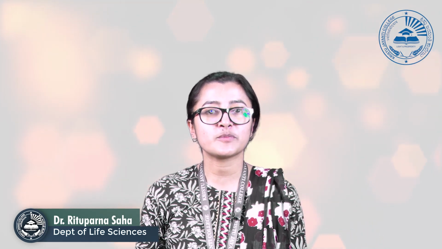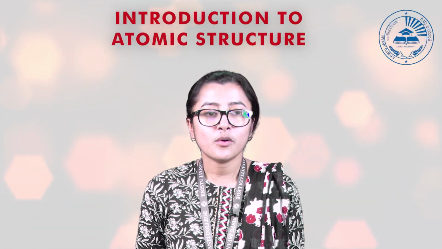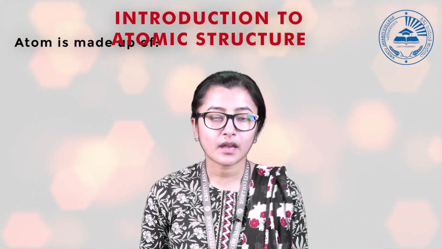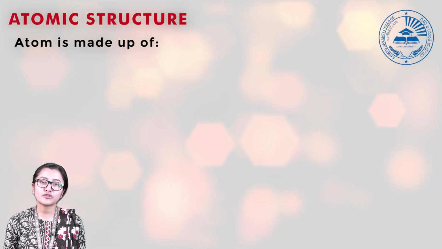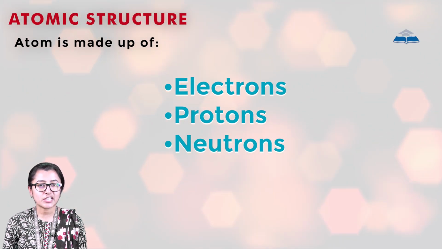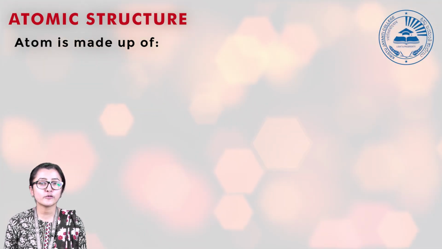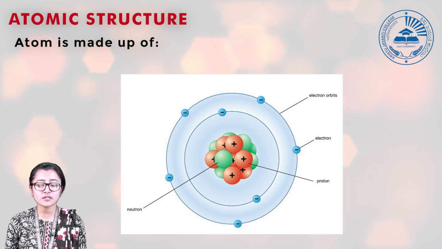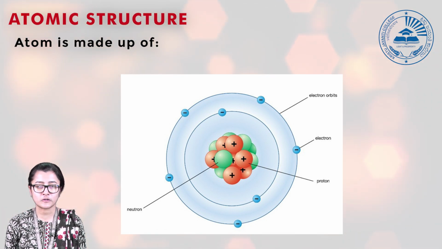And today I am going to be discussing Introduction to Atomic Structure. When it comes to atomic structure, an atom is a small unit of matter and it is made up of three subatomic particles. There are the negatively charged electrons, which revolve around the nucleus of the atom. There are the positively charged protons, which are present within the nucleus, and the uncharged neutrons.